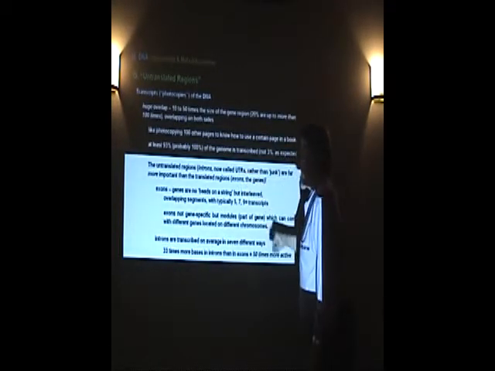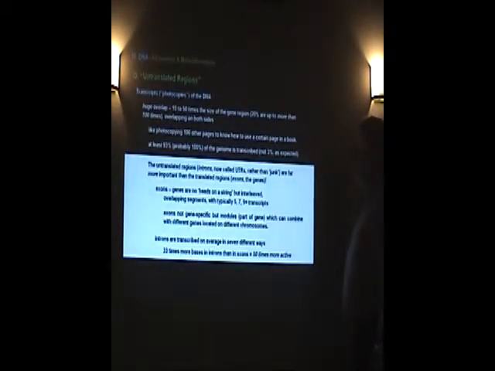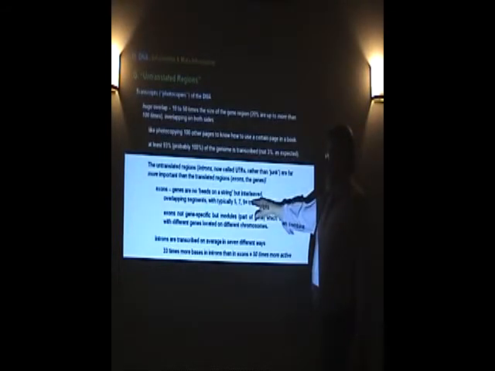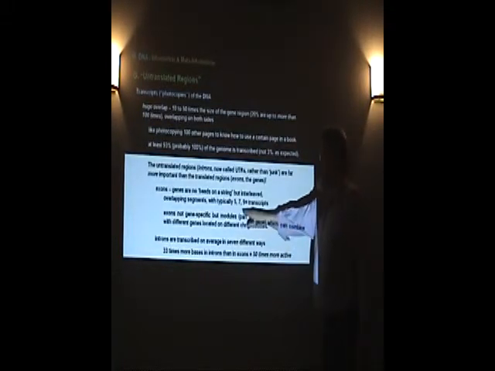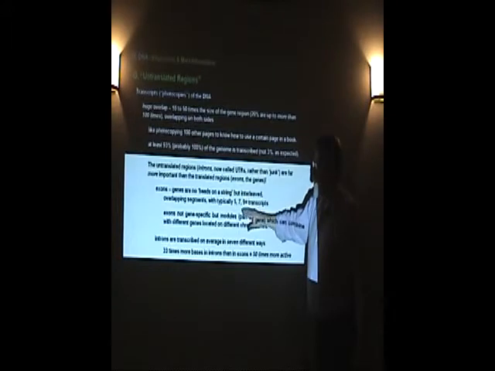The untranslated regions called introns, now called UTRs rather than junk, the untranslated regions, are far more important than the translated regions, the exons, the genes. Exons, the genes, are no beads on a string, but are interleaved, overlapping segments with typically 5, 7, or even more than 9 transcripts. In other words, this particular gene area will be used for many other kinds of things than just one particular protein. And because it's interleaved, you have not necessarily a gene as a bead on a string. You have pieces of a gene all together.